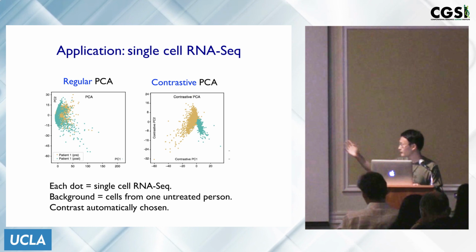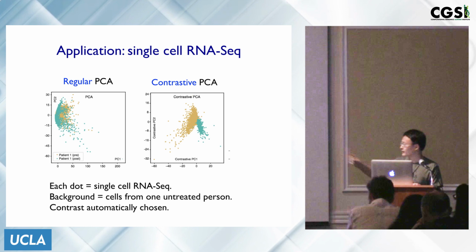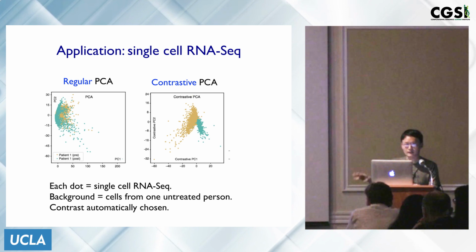The contrast here is that the background I use is basically cells just from one healthy individual. The idea is that whatever the cell-to-cell heterogeneity, the variation in my healthy individual, is the variation that I'm less interested in. So I would like to contrast it away so I can focus on the interesting differences pre and post treatment.